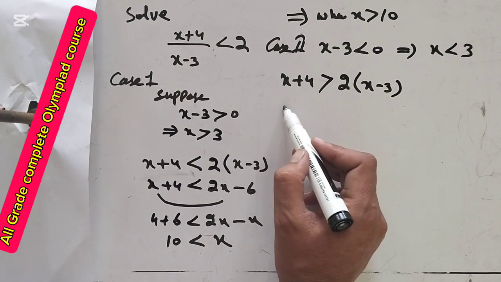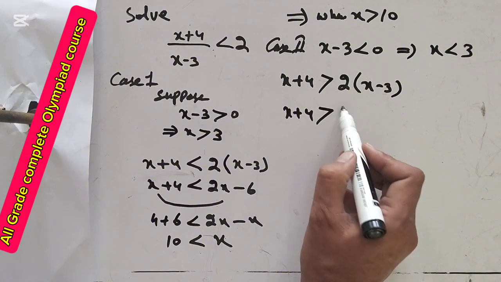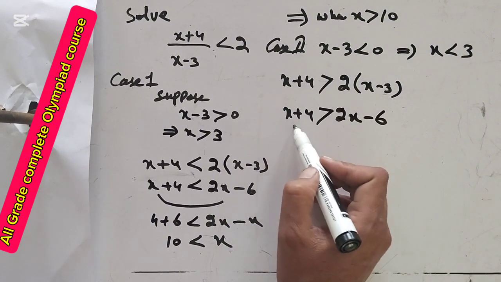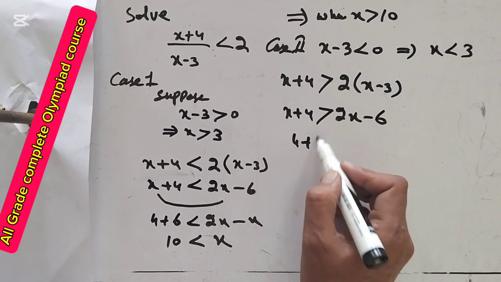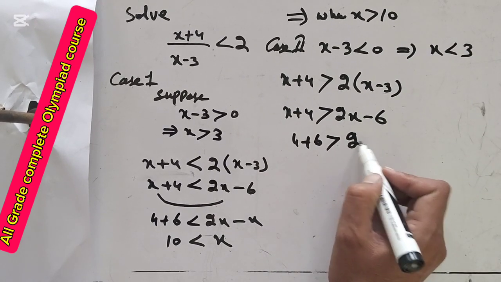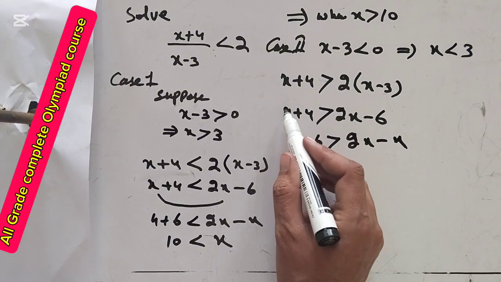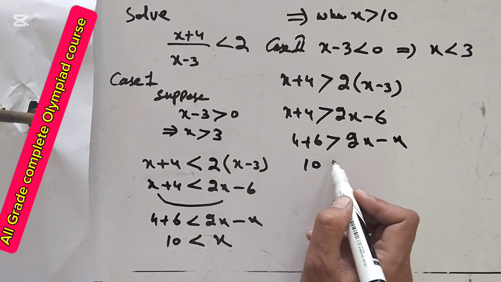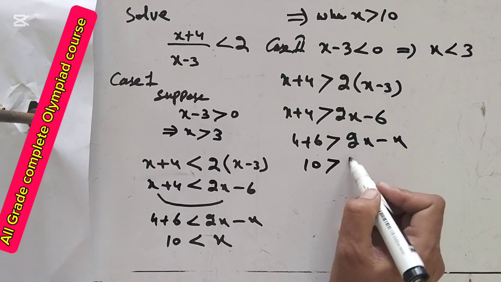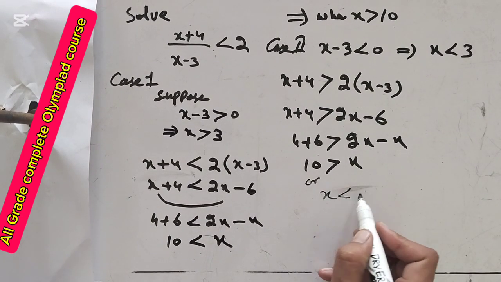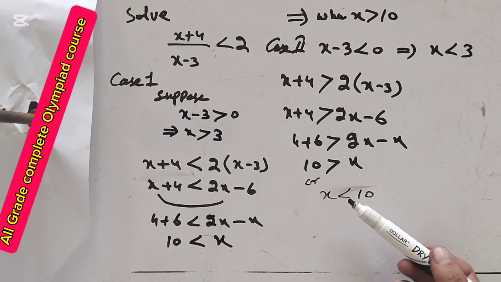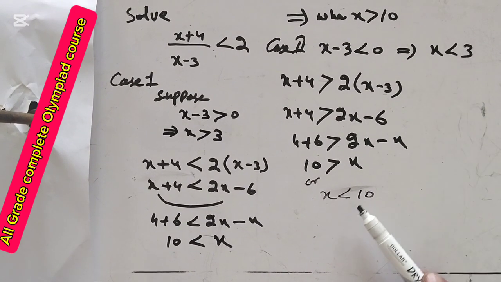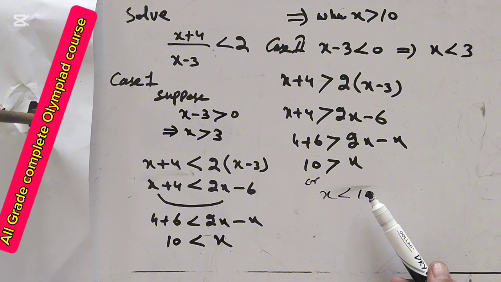Now solving this, x + 4 is greater than 2x - 6. Now we bring this x to this side and -6 to this side. 4 plus 6 is greater than 2x - x. 10 is greater than 2x - x, or x is less than 10. From this, we can conclude that when x is less than 3, it is already less than 10.